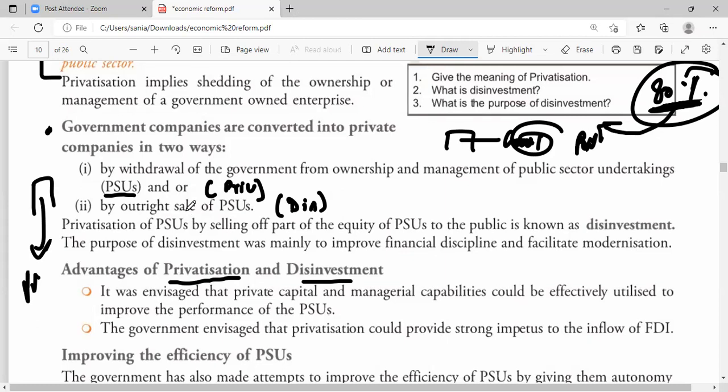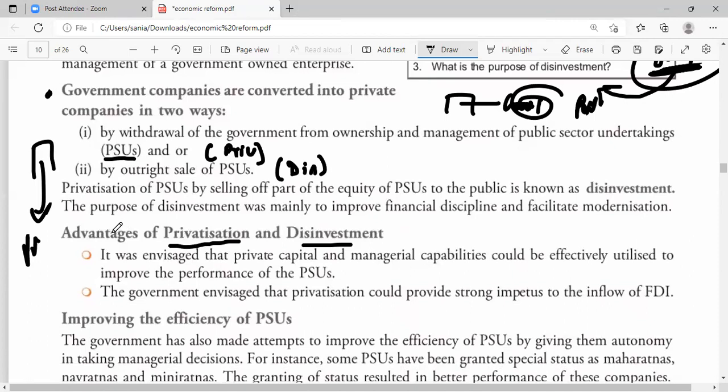Yes, ma'am. Okay. Now, what are the advantages of privatization and disinvestment? First, it is going to improve the performance of PSUs. You will write that private capital and managerial capabilities could be effectively utilized to improve the performance of PSUs. So if you want to improve the performance of public sector undertakings, you have to do privatization and disinvestment. Second, the government envisaged that privatization could provide a strong input to the inflow of FDI.